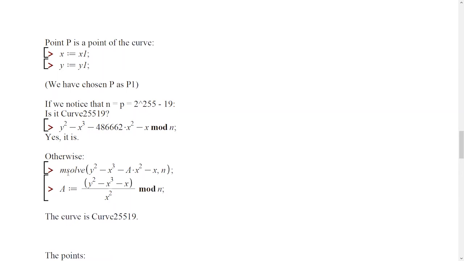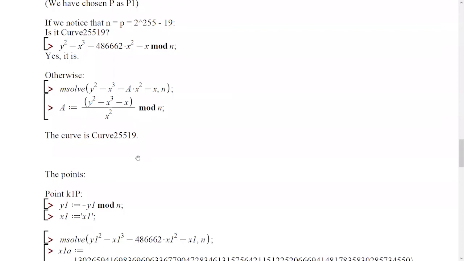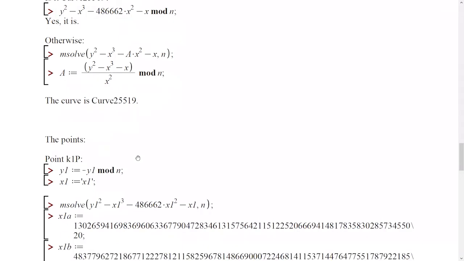So we issue this command with msolve, the equation, or we can also compute y squared minus x cubed minus x divided by x squared modulo n, and we will get the same value. A is equal to 486662. So we know that the curve is curve 25519.